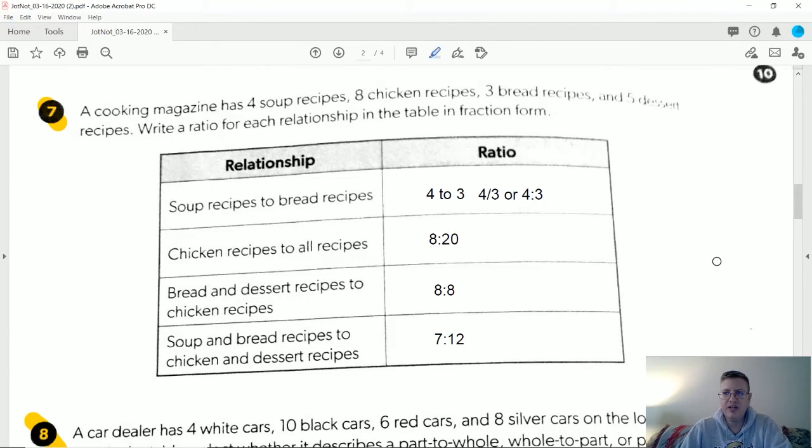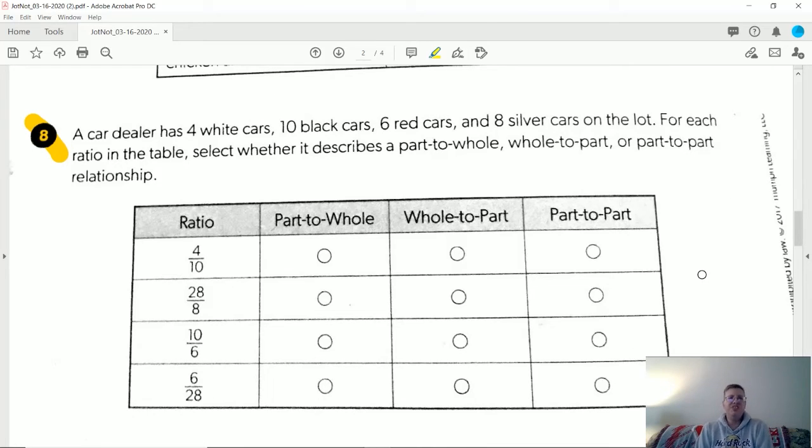I'm going to try to get my highlighter back for the next one. There we go. Excuse me.